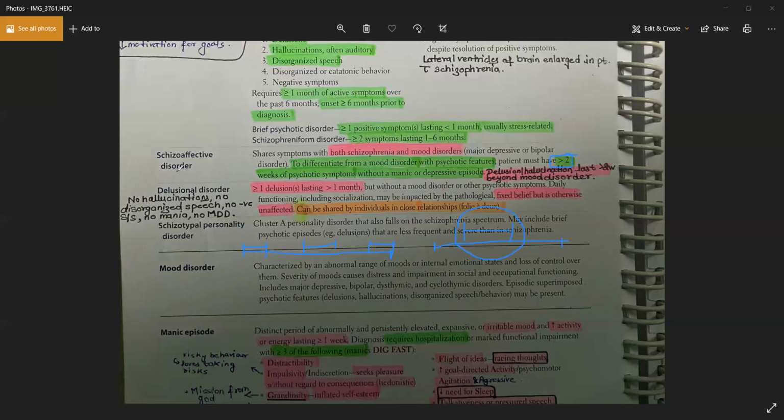But in case of schizoaffective disorder, the depression or this manic episode is associated with my psychosis. It cannot exist without the psychosis, but the psychosis is existing without any mood disorder, right? Yeah. That is a huge difference between the schizoaffective disorder and the MDD with psychotic features.